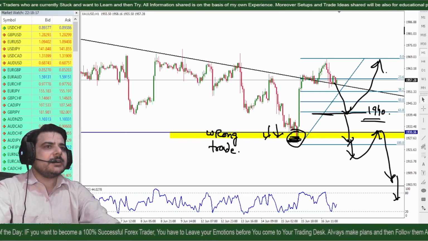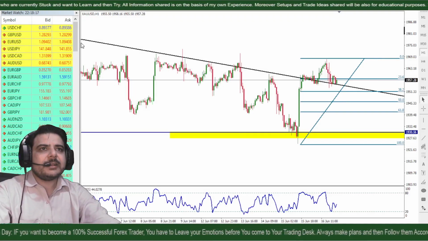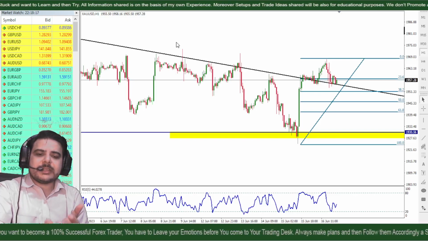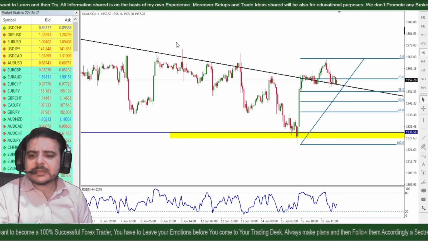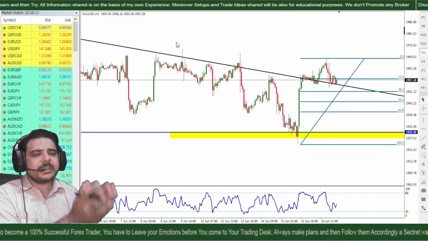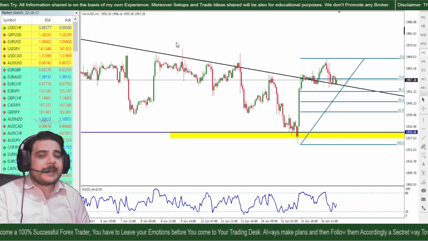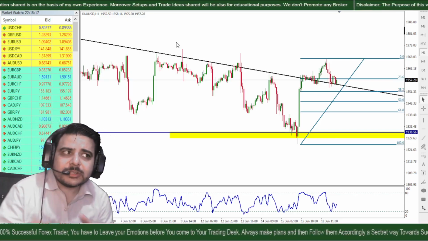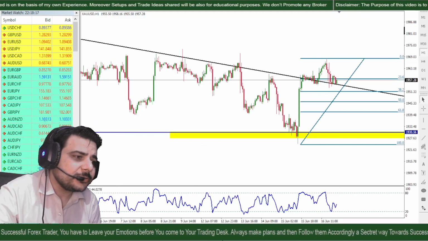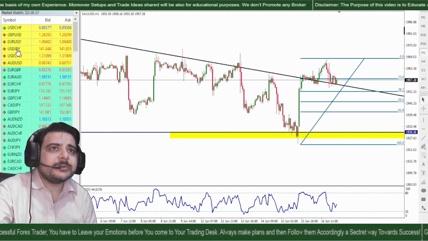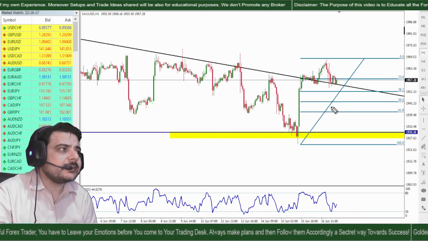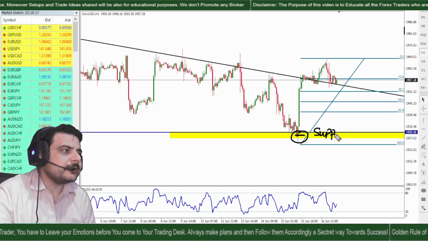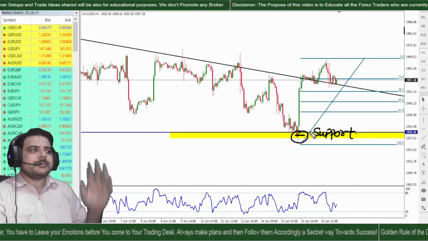I already have some levels down there: 1911 is one level, and the other one is 1890. So if we get a break below 1930, then I am sure about the retest. When I talk about the retest, what does that mean? Let me show you. Let's take this example, let's say this is a support we have. We have a lot of buy opportunities.